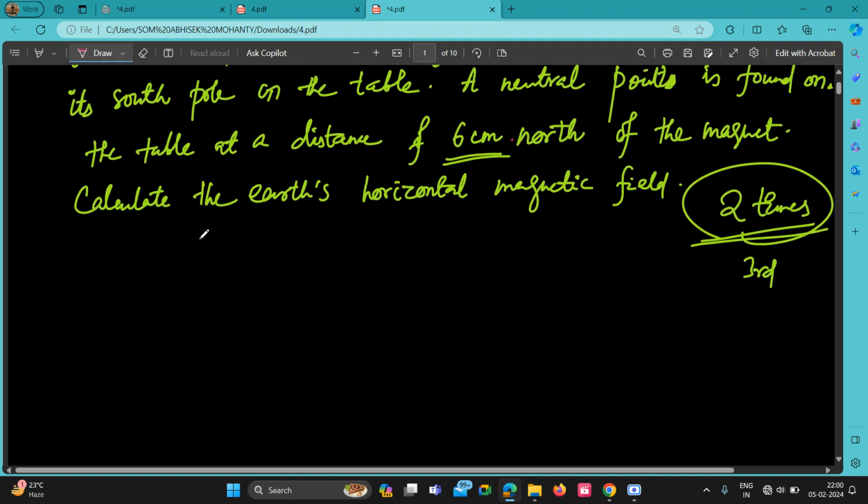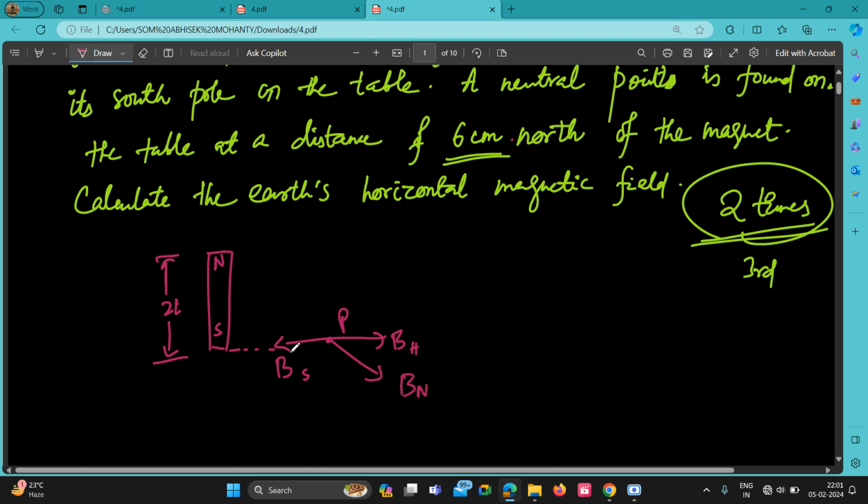So I will draw the diagram for you at least. This is North Pole, South Pole, length 2L, and this is point P. Here is BH. So this is the magnetic field due to the South Pole, and the magnetic field due to the North Pole. Why is it like this? Because the North Pole is here, so at this point the field will be going straight, no? And this is the horizontal magnetic field BH. So what are you asked in the question? Calculate the Earth's horizontal magnetic field. That's what you are asked.